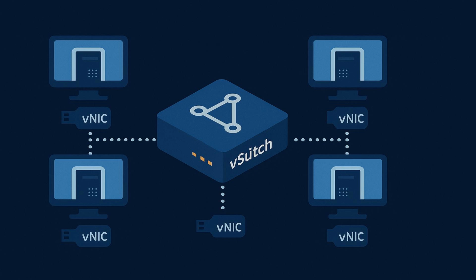To connect all these VMs and vNICs, we use a vSwitch, or virtual switch. A vSwitch operates much like a physical Ethernet switch, directing traffic between VMs on the same host and out to the wider network if needed. It handles MAC addresses, manages ports, and can apply rules like VLAN tagging or security policies.